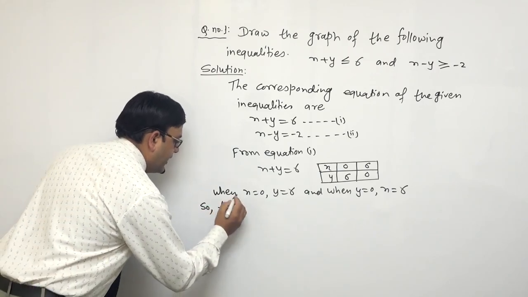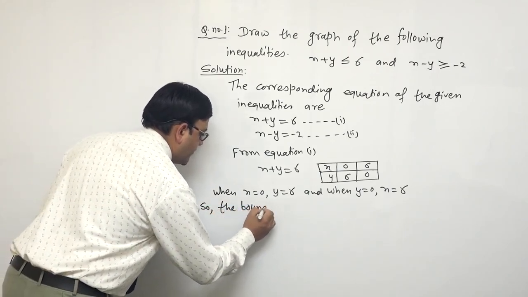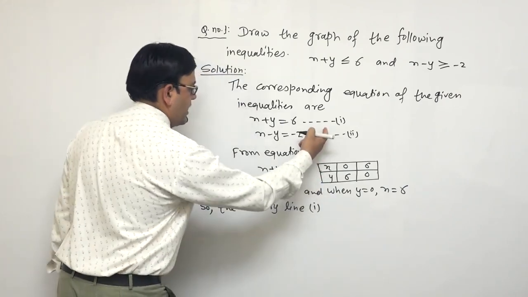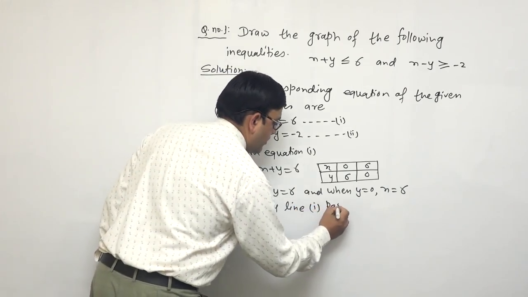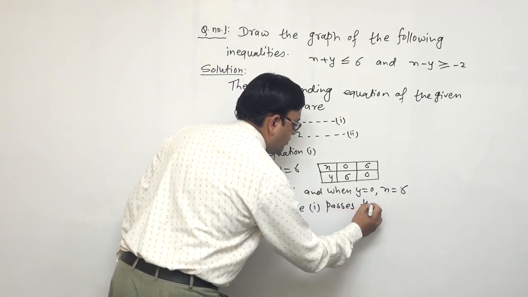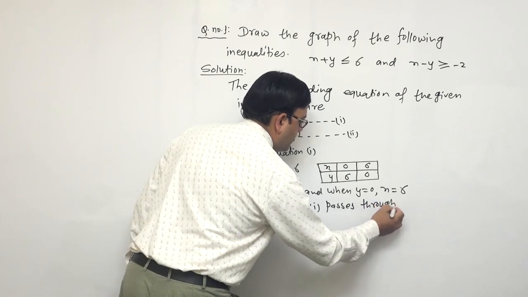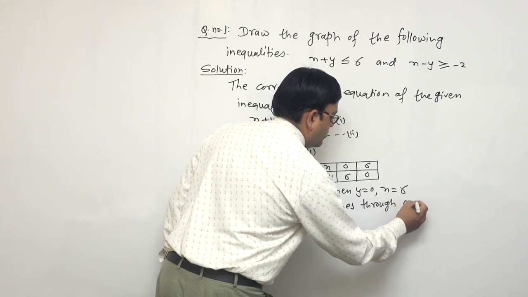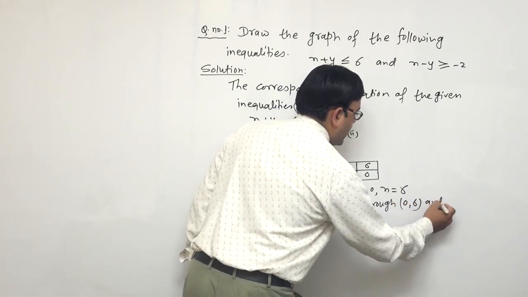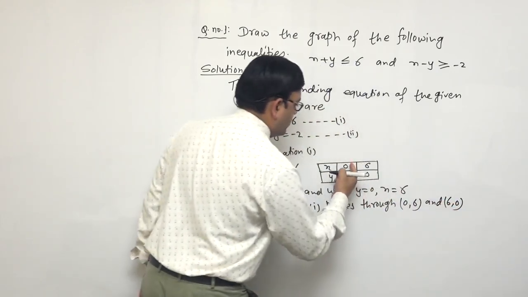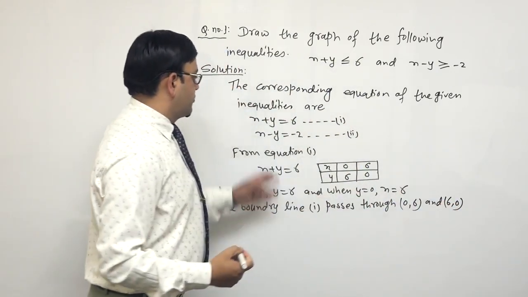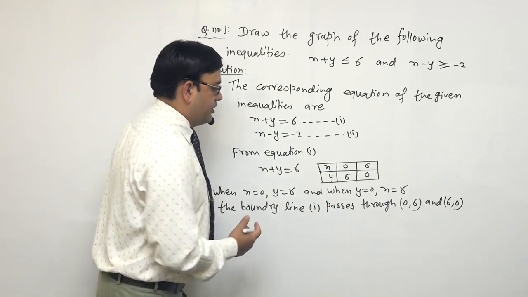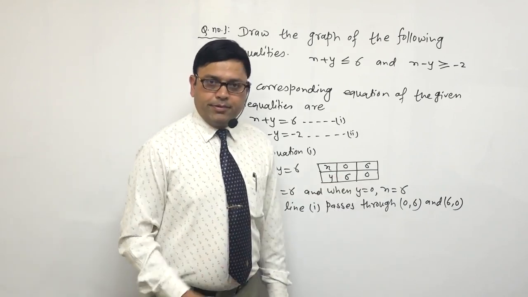So the boundary line, equation 1, passes through the points 0, 6 and 6, 0. First one is 0, 6, second one is 6, 0. This equation 1 passes through these 2 points. Now we are going to plot these 2 points on a graph paper.